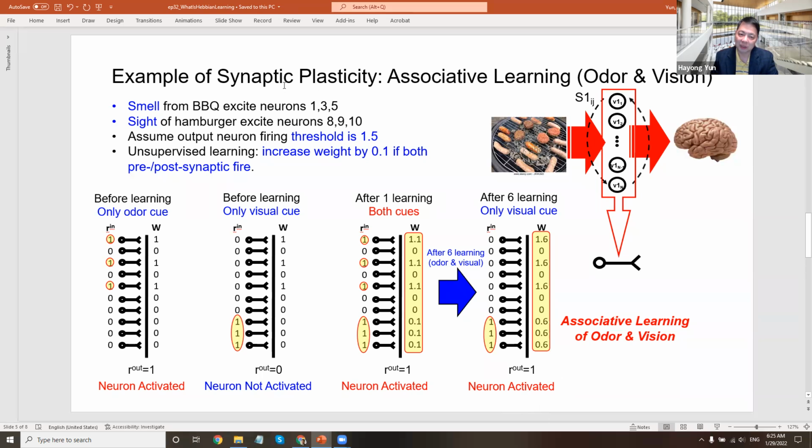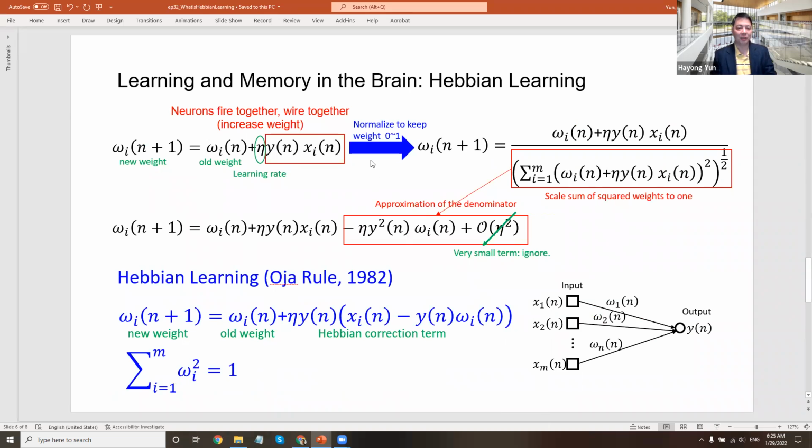And this is sort of an example of how plasticity works out. So let's see how this mathematically works out. Neurons that fire together wire together. Here is our new weight at round n+1, and here's our old weight. Onto our old weight we add something with some learning rate, some small number.